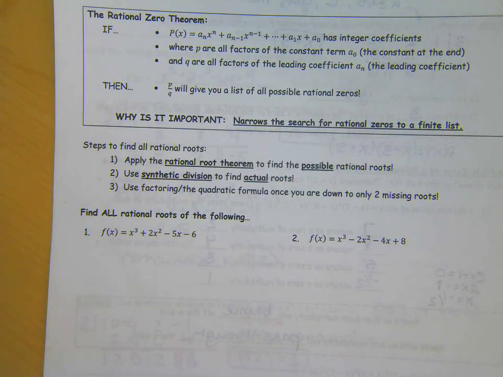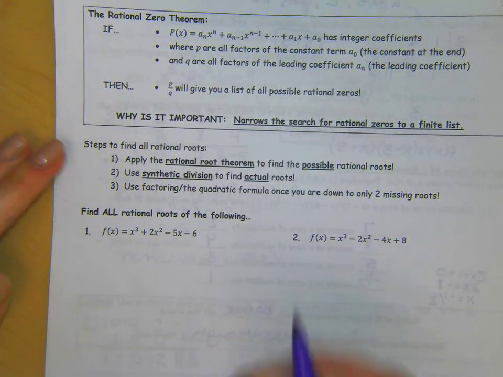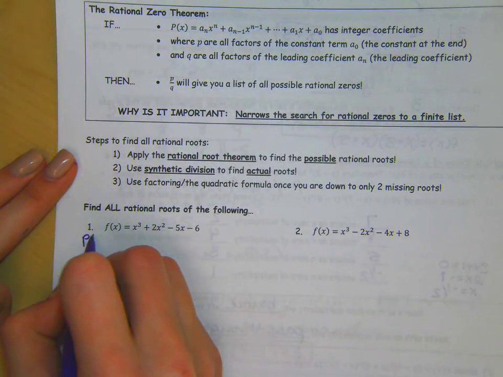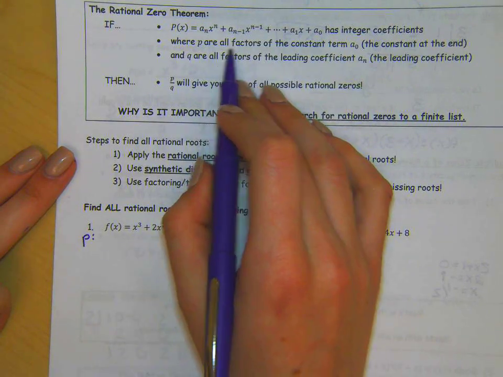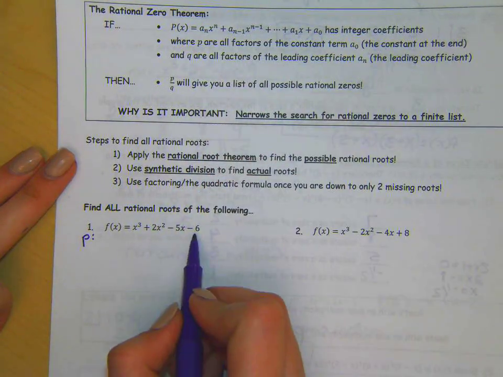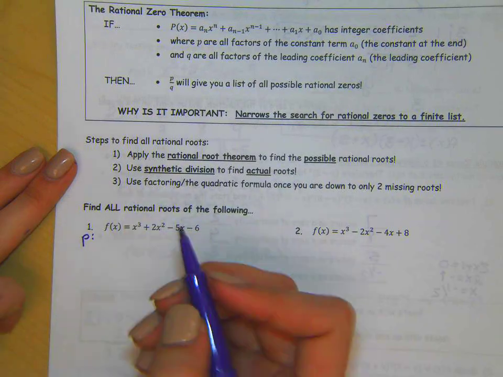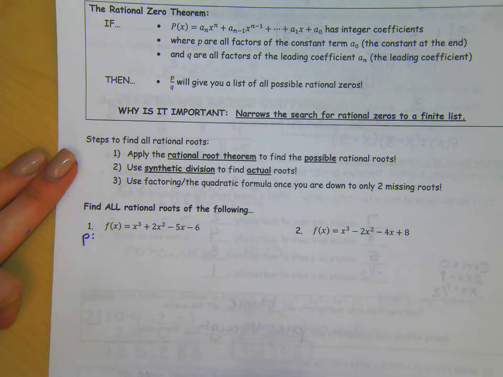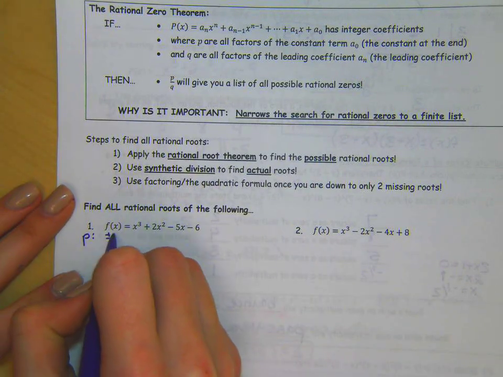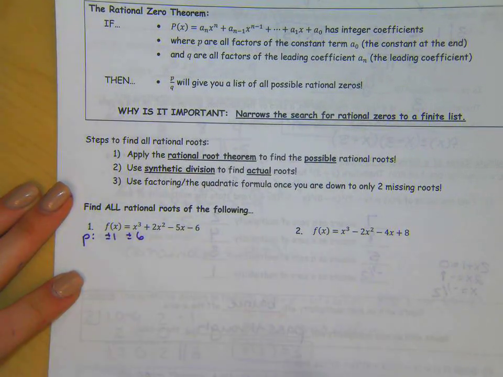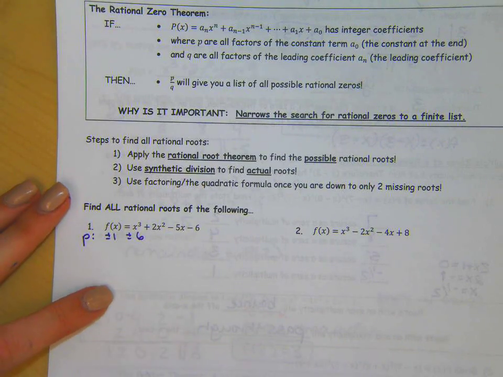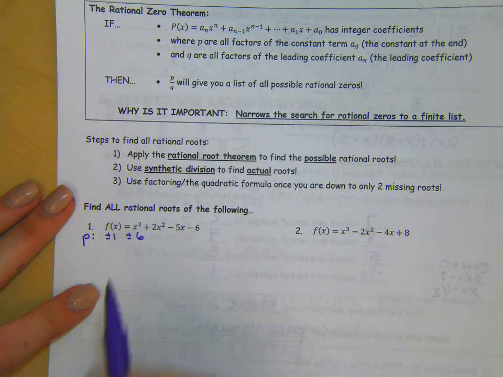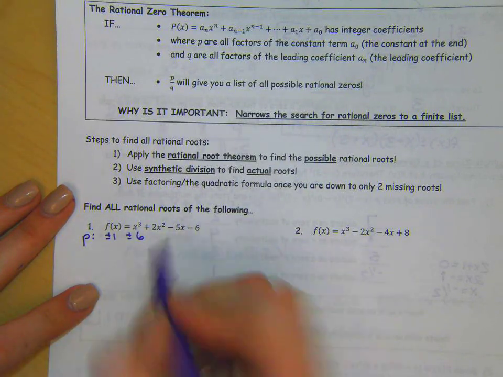First step is to apply the rational root theorem to find the possible rational roots. So my P over Q. I'm going to break this down. Let's think about P, the possible factors of the constant at the end. Negative 6. Well, I can say that's 1 times negative 6, or negative 1 times 6. So really I can do plus or minus 1 and plus or minus 6. I think I made a mistake. So negative 1 times positive 6, or positive 1 times negative 6, not the positives and negatives. That would give you a positive 6.